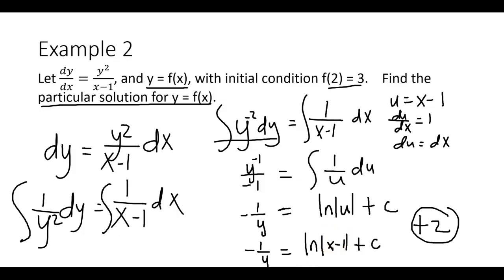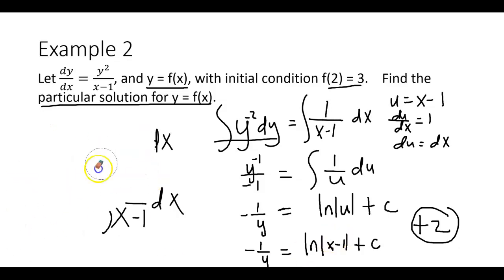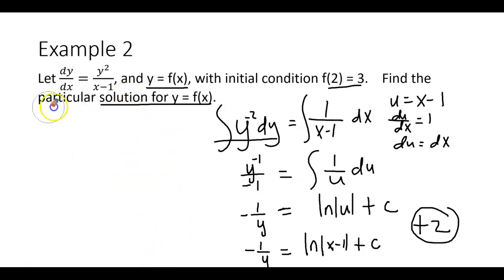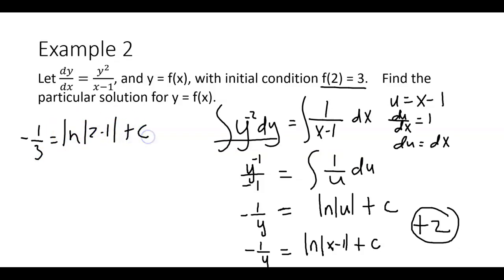All right, now the next thing you do after you integrate both sides is you want to find your c value. And the way that you do that is by plugging in your initial condition. So I'm going to plug 2 in for x and 3 in for y, and that way I can solve for c. So I have -1 over 3 equals ln of the absolute value of 2 minus 1 plus c. Now, 2 minus 1 is 1, and ln of 1 is 0. So this whole thing just goes away, and I'm left with c equals -1/3. So now I've got this equation.